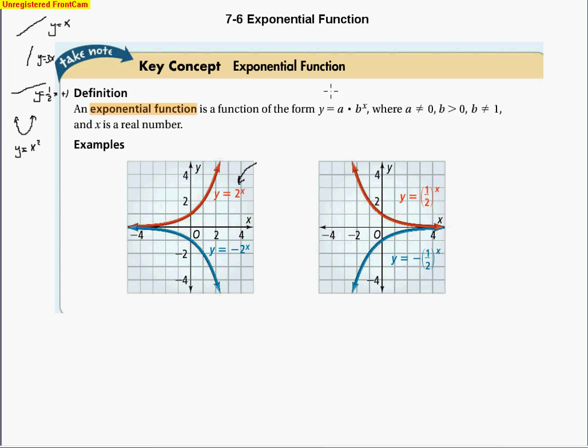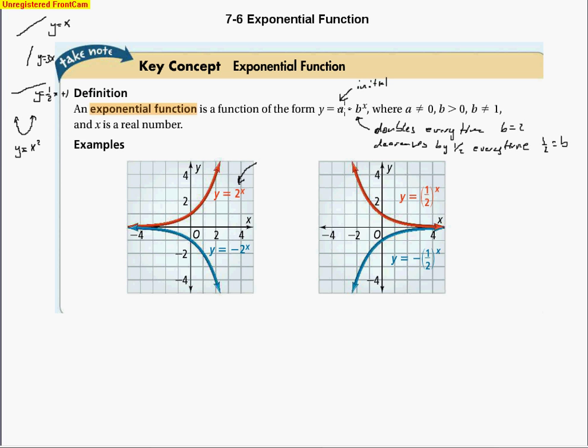So we're going to see that a represents the initial value, and b represents the amount it's changing by. Like if something doubles every time, then this b value would equal 2. If it halves every time, if it decreases by 1/2 every time, then the b value would end up being 1/2. So it just depends on what that is, but a is always the initial amount.